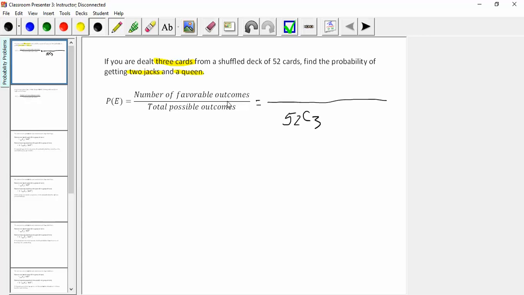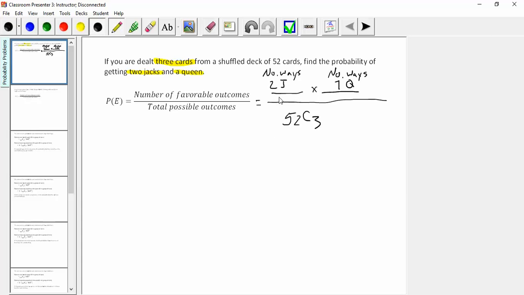But how many favorable outcomes? Well, it turns out this numerator is an example of the FCP. And what we're putting in both of these blanks for the fundamental counting principle is the number of ways to get our 2 jacks, times the number of ways to get 1 queen. Okay, so how do we do that?